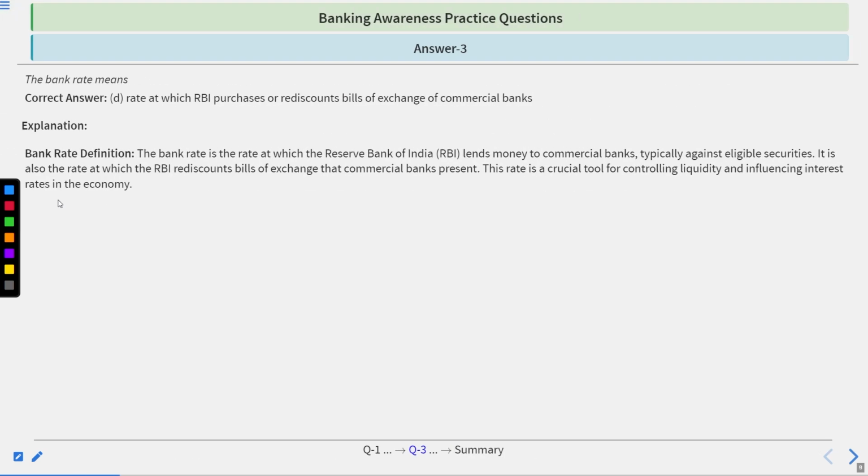Go by the explanation. Bank rate definition: the bank rate is the rate at which the Reserve Bank of India lends money to the commercial banks, typically against eligible securities. It is also the rate at which the RBI discounts bills of exchange that commercial banks present. This rate is a crucial tool for controlling liquidity and influencing interest rates in the economy.